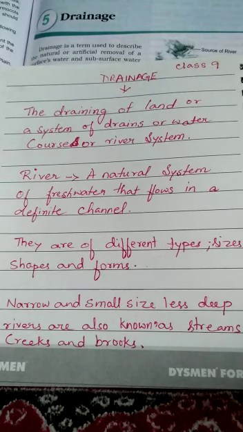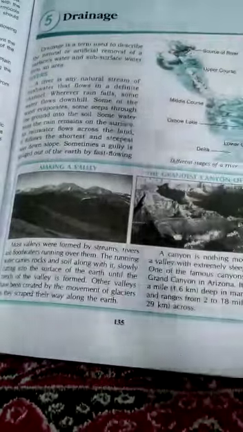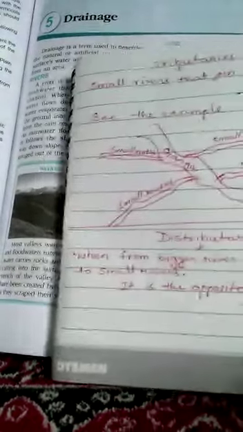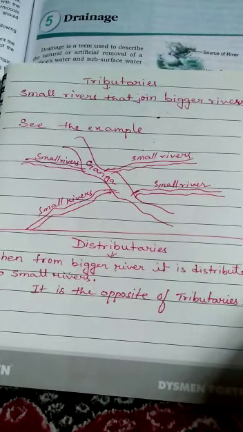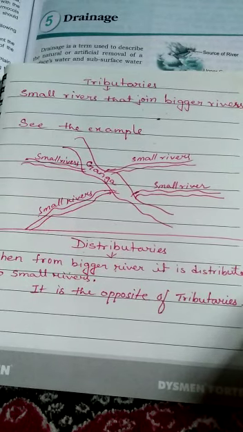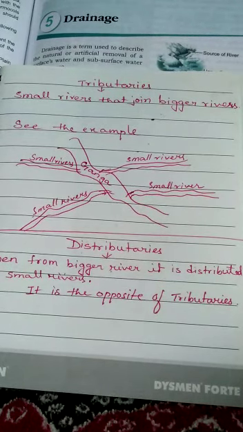Next are the tributaries. Small rivers that join a bigger river are called tributaries. See here how they have shown the small rivers that join the bigger rivers. In the example, we have the Ganga in the middle, the bigger river, and different small rivers which come and flow into the bigger river, the Ganga. These small rivers which join the bigger river are known as tributaries.